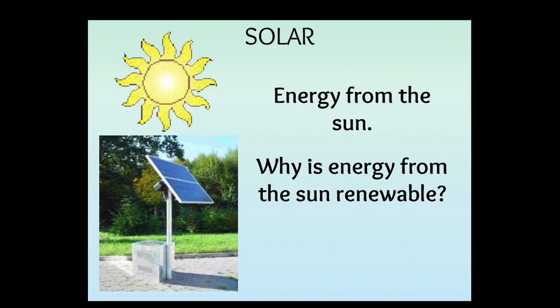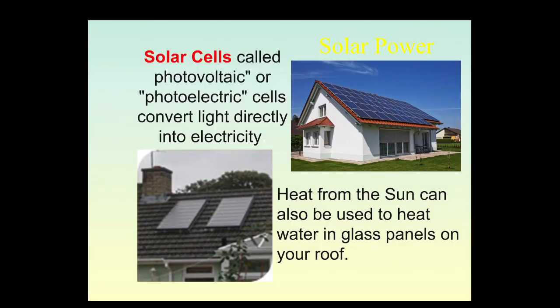So the first renewable resource is solar power. Why is this renewable? Solar is from the sun, and the sun is not going to burn out anytime soon, not for millions of years. So it's always going to be readily available to us. So how does solar power actually work? There are photoelectric cells and solar panels that are going to convert light energy into electricity.